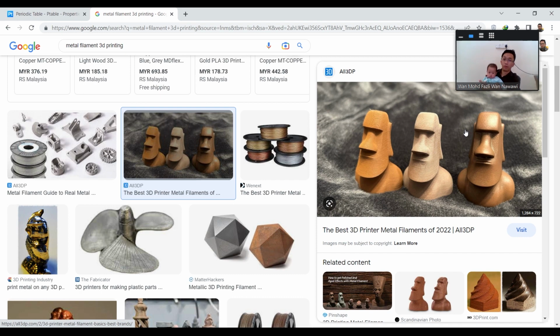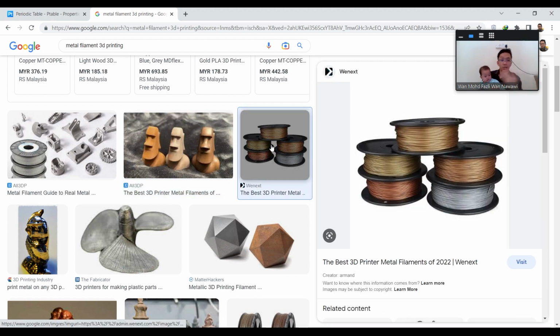So you draw this in the software, and then you use a plastic filament, put it in the machine, which will heat the filament, and then the filament will come out and move here and there and make this object. So the main thing, the raw material for normal 3D printing, is filament. This filament, as you can see here, is called the best 3D printer metal filament. But this is not actually metal. It's not 100% metal. This is metal plus something, metal plus plastic.